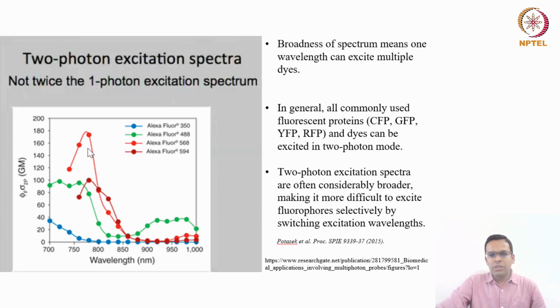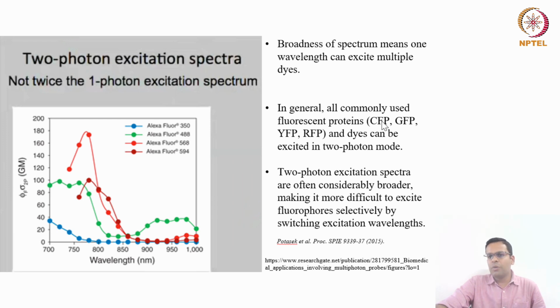Okay, see all the dyes under two photon excitation illumination, they can all excite at this wavelength. So if you have the laser which provides the wavelength of around 750 nanometer or 730 nanometer, then you can see most of the dyes, all the dyes give you fluorescence. So you just need one laser to illuminate all the dyes at 750 nanometer or so. Okay, so this is the broadness of the spectrum, meaning one wavelength can excite multiple dyes.